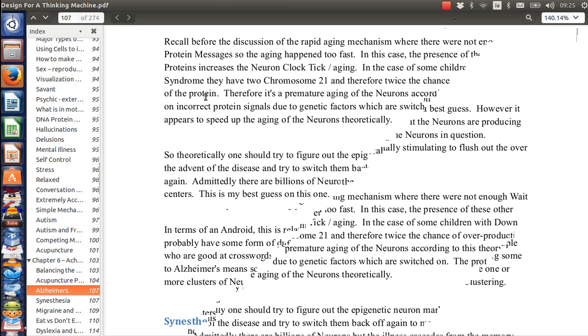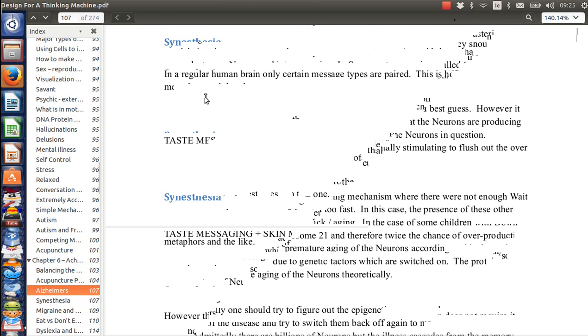It seems to be related to chromosome 21. People with three copies of chromosome 21 have a higher production of this protein. So the idea would be that there's some kind of epigenetic markers which seem to speed up the aging of the neurons, but that's just conjecture on my part. Next, I'll talk about synesthesia.